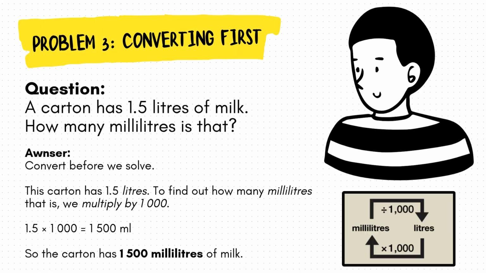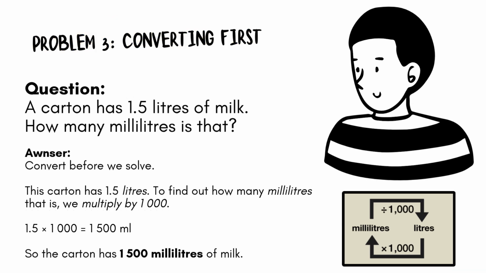Sometimes we must convert before we solve. The question is, a carton has 1.5 liters of milk. How many milliliters is that? This carton has 1.5 liters. To find out how many milliliters that is, we multiply by 1000. So 1.5 times 1000 equals 1500 milliliters. So the carton has 1500 milliliters of milk.